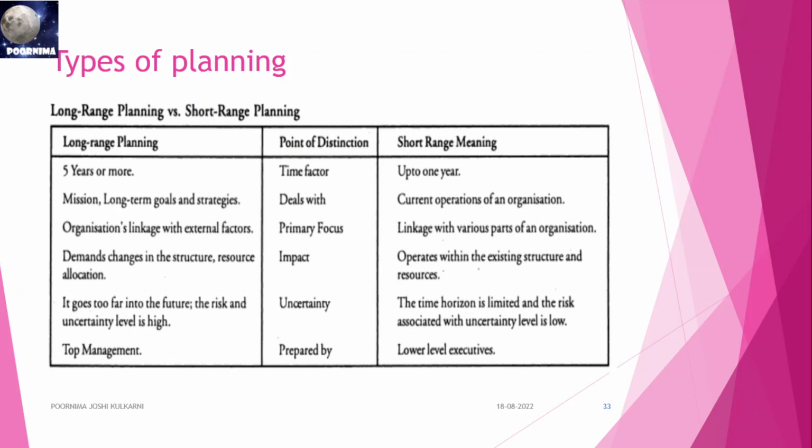The risk and uncertainty level is high in long range planning, whereas the time horizon is limited and the risk associated with uncertainty is lower in short range planning. Long range planning is prepared by top management. Short range planning is done by lower executives.